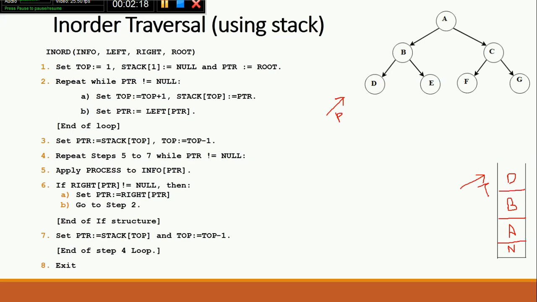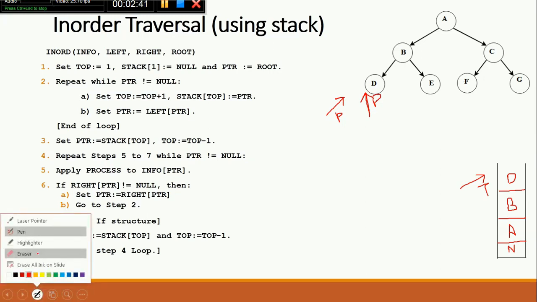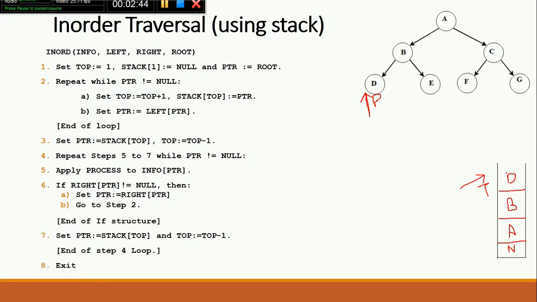Now it says set ptr equal to stack top. So the ptr will now point to the stack top. The stack top is what? D. So the ptr will now point here, and top is equal to top minus 1. So d will be deleted and the top will now point to B instead of D. So top will now point here. Okay, done. Now it says repeat steps 5 to 7 while the ptr is not null.